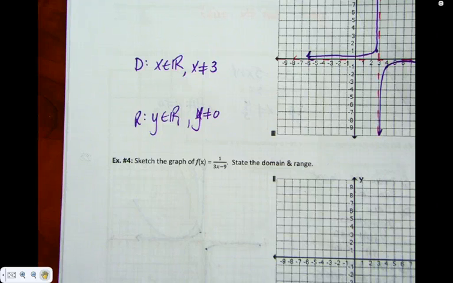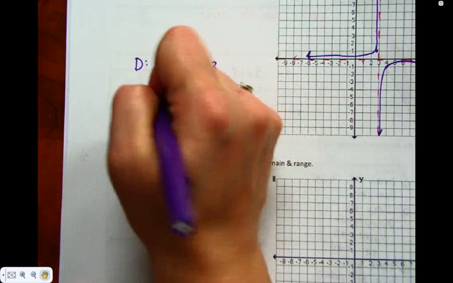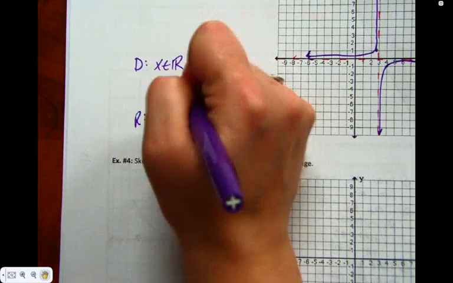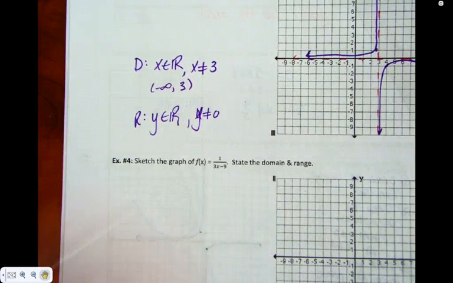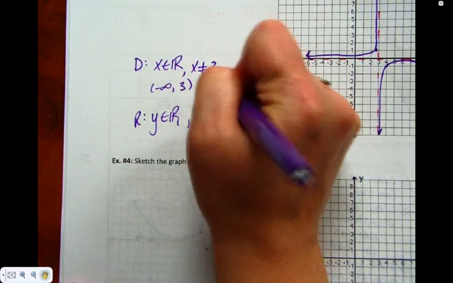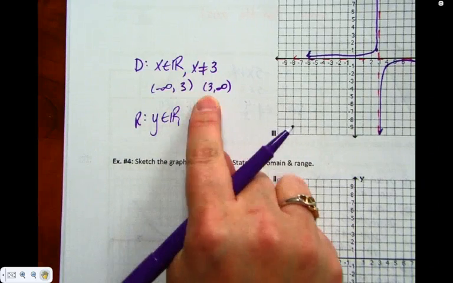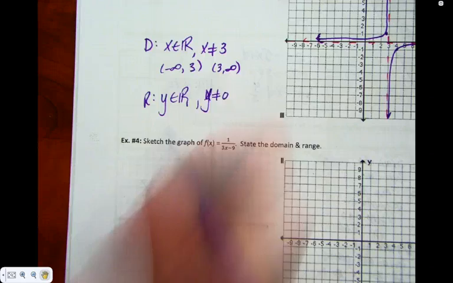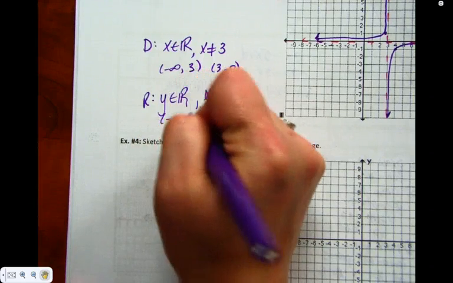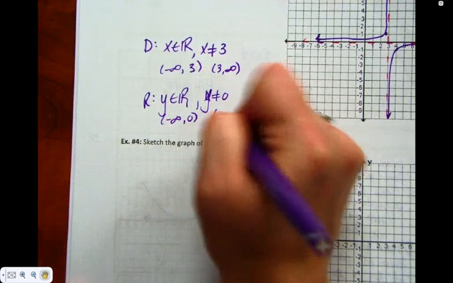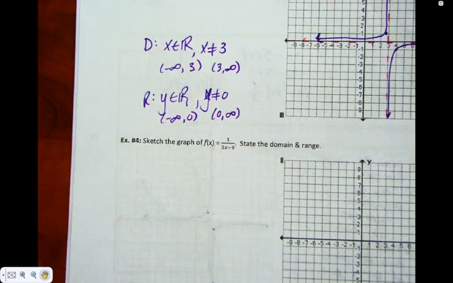If you like the other notation, here's what it would look like. We would start with negative infinity up to 3 not included, and then 3 to infinity not included. That's saying the exact same thing, so all the way up to 3 and past 3 without including 3. This one would be negative infinity to 0 not included, 0 not included to infinity. Okay, so it's saying every value except for 0.